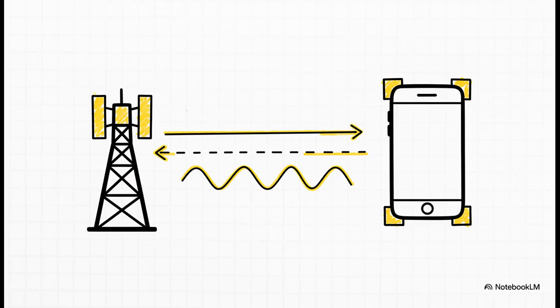So one of the biggest accomplishments of 4G was this thing called MIMO. It stands for Multiple Input, Multiple Output. The best way to think about it is like this. Instead of a single path for data between the tower and your phone, MIMO uses multiple antennas on both ends to create several parallel streams of data. It's literally like turning a single-lane country road into a multi-lane superhighway. You just get so much more data through way more reliably.